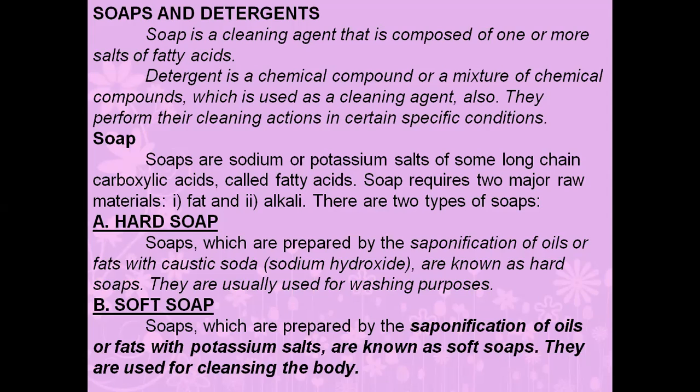First soft soap. Soaps which are prepared by the saponification of oils or fat with potassium salt are known as soft soap. They are used in cleansing the body. So the soft soap is prepared from oils or fat with the potassium salt. Oil or fat are used and potassium salt is used. That soap is called soft soap. This soft soap is used as body cleaning soap.